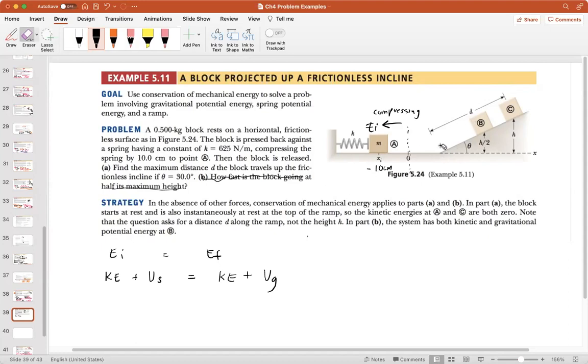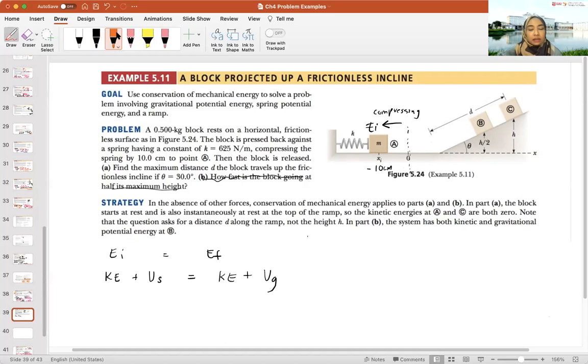So kita tak tahu U kat sini apa. We don't know what U is here. What is U? We don't know what is our U over here. So we need to solve for that first, right? But the only way I can know U is to solve the kinetic energy over here, because here the potential energy is completely converted to kinetic energy.